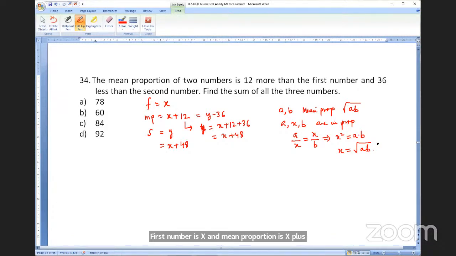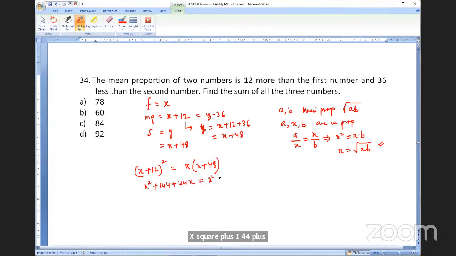Now, if we put in our formula, that mean proportion, that is (x plus 12) whole square, is equal to the product of the two numbers, x into (x plus 48). If we solve this, we can find the value of x. x square plus 144 plus 24x equals x square plus 48x. x square cancels. 24x equals 144. 12 twos are 24, 12 sixes are 144. Therefore, value of x is 6.